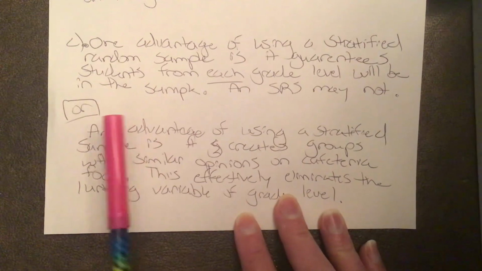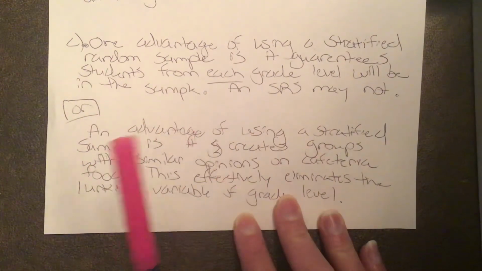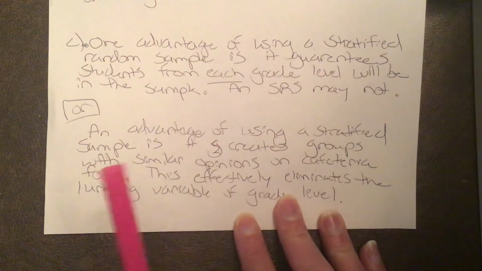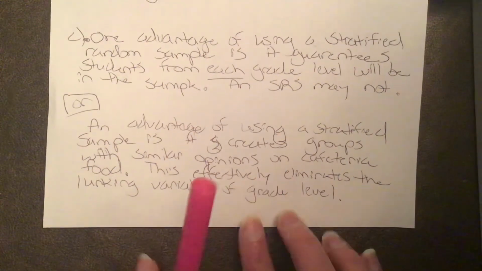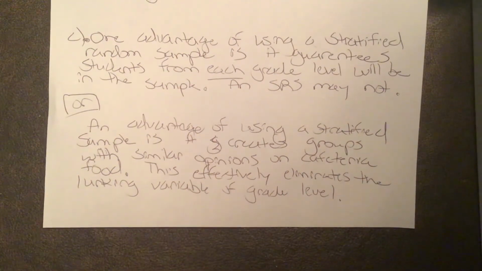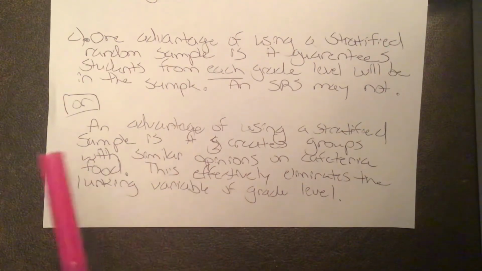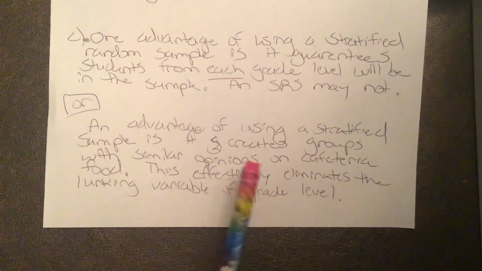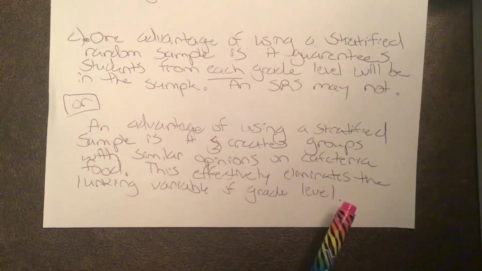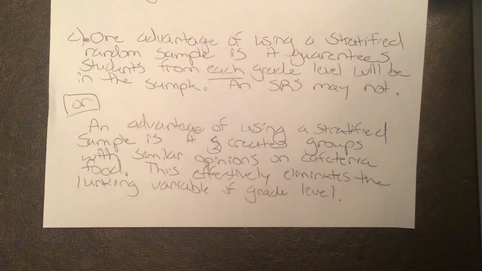Another thing you could touch upon is that an advantage of using a stratified sample is that it creates groups with similar opinions on cafeteria food, and this effectively eliminates the lurking variable of grade level. So by putting the same students together in groups, it allows you to compare students in the same grade level to each other, and then students in different grade levels to each other. So you're accounting for or eliminating that lurking variable of grade level. So you could have touched upon either one of those two things when you were answering part C.